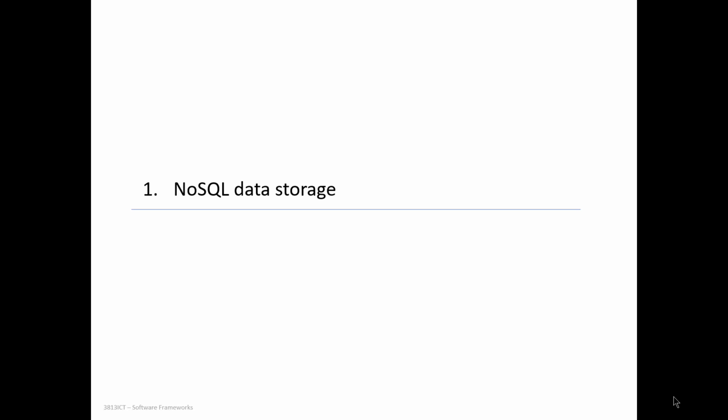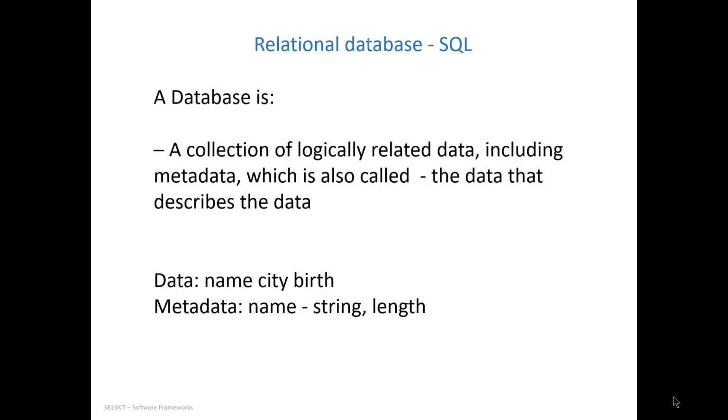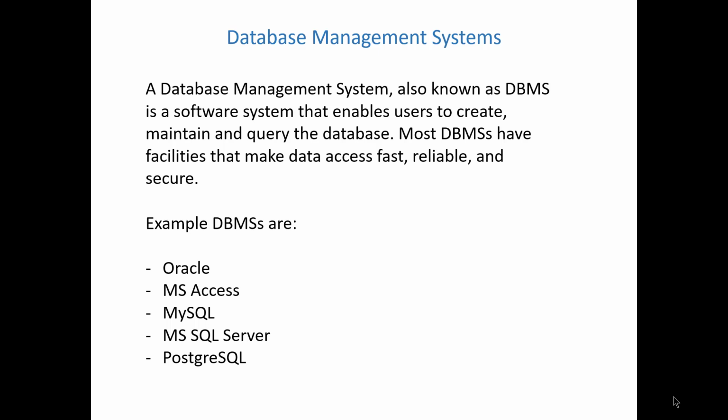In this video, we'll look at NoSQL data storage. A database is a collection of logically related data, including the metadata, which is also called the data that describes the data. A database management system, also known as a DBMS, is a software system that enables a user to create, maintain, and query the database. Most DBMSs have facilities that make data access fast, reliable, and secure.